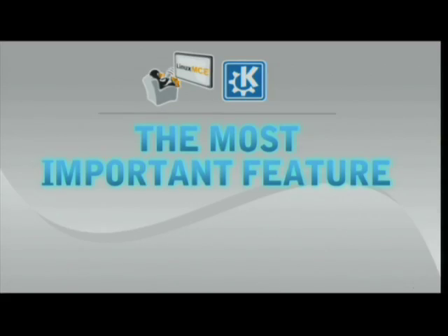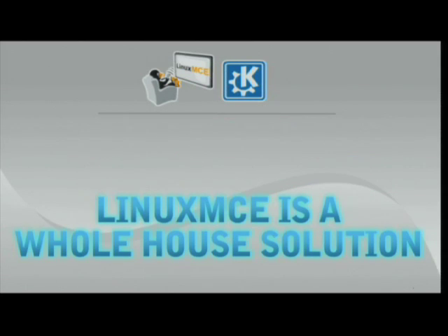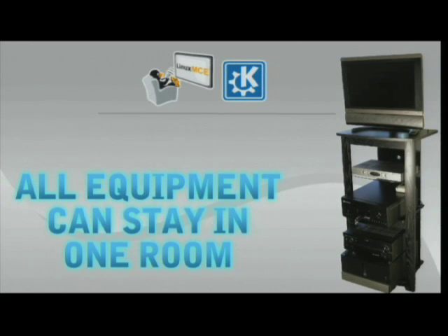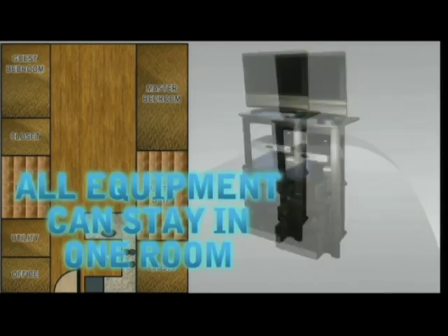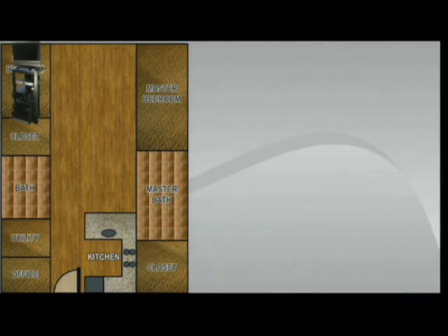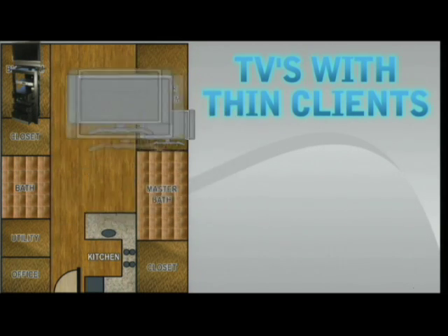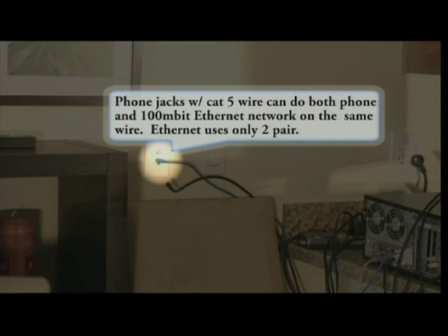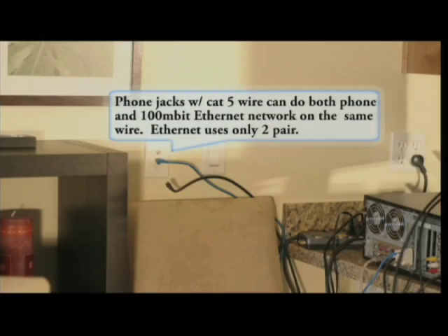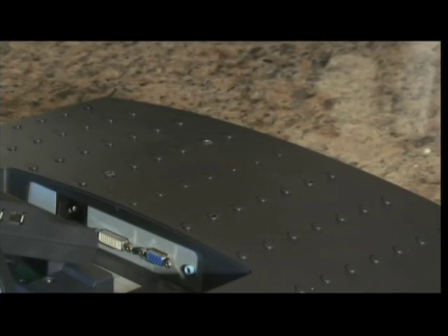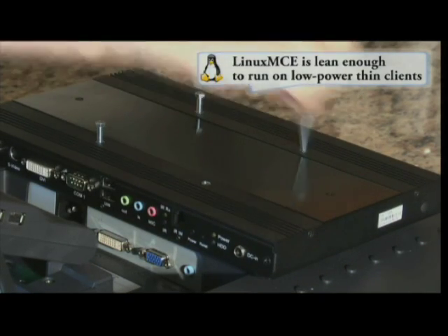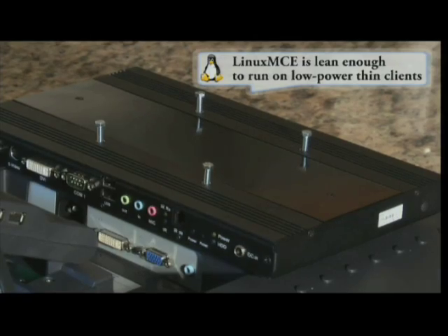Linux MCE is a whole house solution that shares all devices and media. So that rack of equipment I just set up can stay in one room, and everywhere else in the house I need only TVs with thin clients. This is very significant in ways you may not expect. Like many newer places, my phone jacks were wired with Cat5, which gets me network for Linux MCE. That's all I need. I get all my entertainment by only attaching a thin client to the back of the monitor. I'll turn it on.